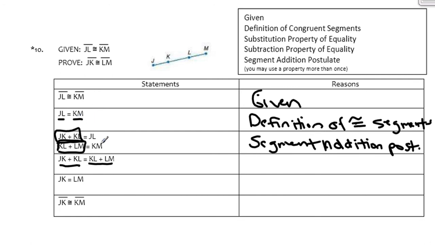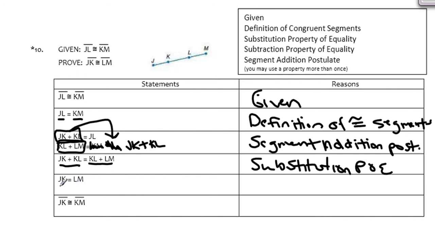And if JL and KM are equal to each other, then technically I can replace this with JL, right? And because JL and JL are the same thing, I can take this JL here and replace it with what we said JL equals, which is JK plus KL. So I have substituted in this value and this value because they equal each other. I substituted the JL for JK plus KL, and I substituted the KM with KL plus LM. That's the substitution property.